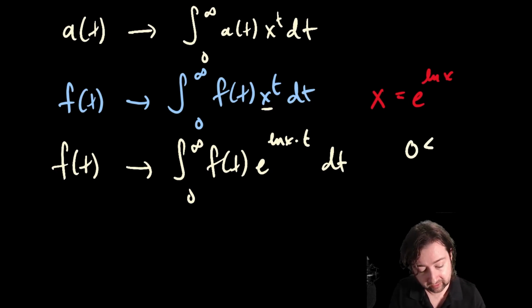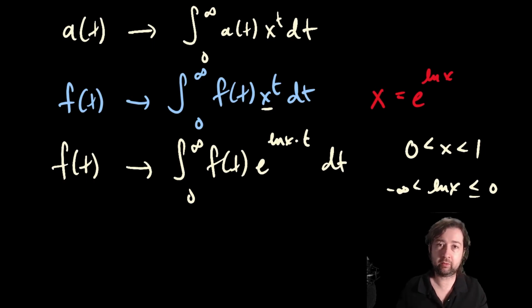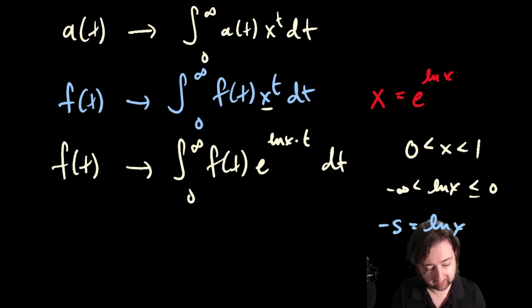So if x is stuck between 0 and 1, then the natural log of x is stuck between 0 and minus infinity. So I want to characterize this integral with a positive number s, but in order to do that, I'm going to have to do a substitution that involves the negative sign. If the natural log of x is a negative number, then maybe I could make the substitution minus s is equal to the natural log of x. Because if I do that, then s will be a positive number. Natural log is negative, minus s is positive. And now we've got it.